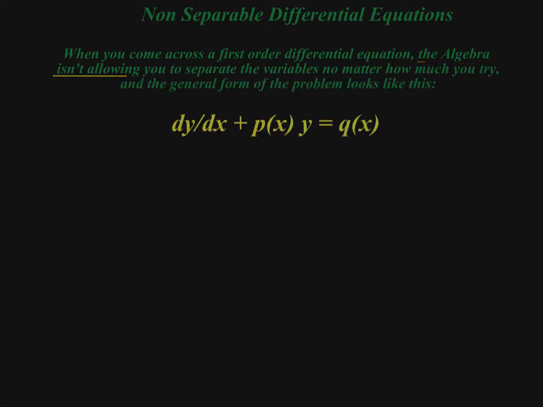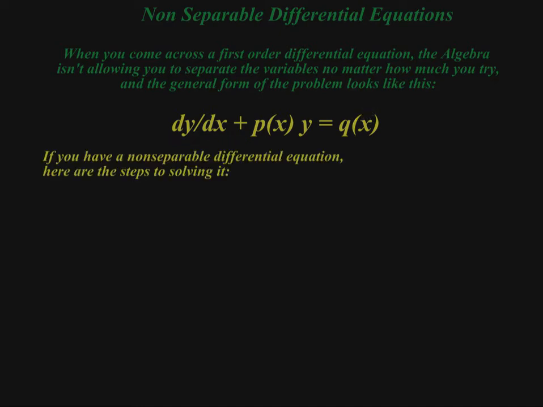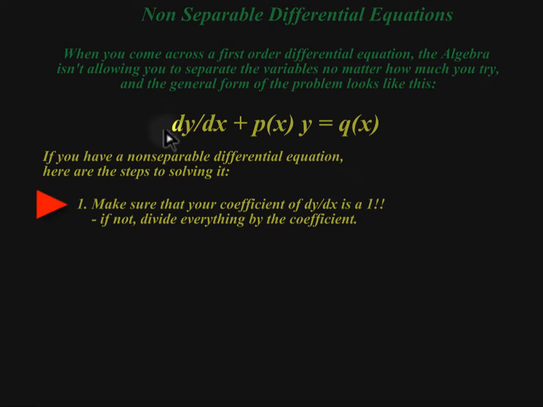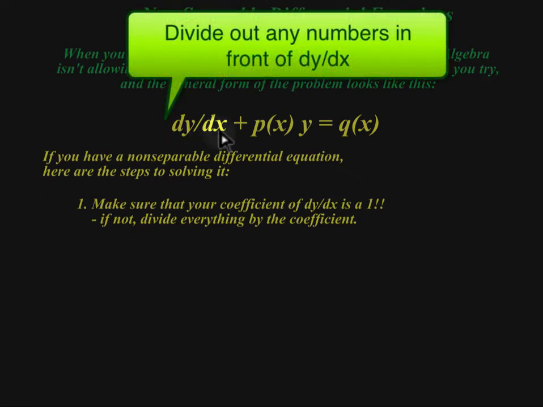And typically it's going to have a general form that looks like this, where it's some dy/dx plus some function attached to the y equals some other function in terms of x. And if that is indeed the scenario, you need to stop trying your algebra and follow these steps. The first step is making sure that the coefficient right here is a 1. If there's anything but a 1 here, you need to divide it out into these two terms.